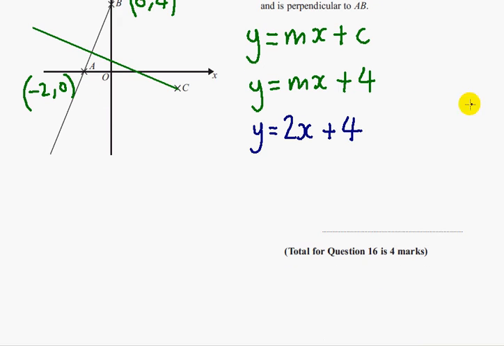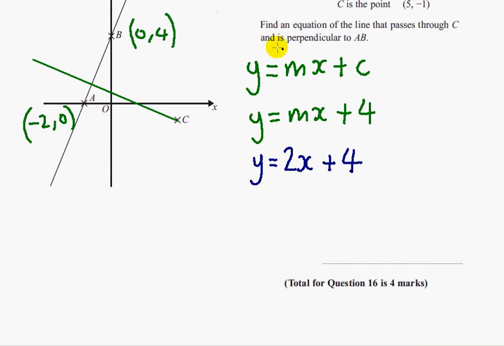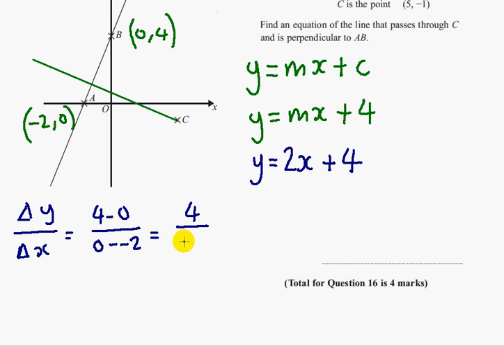So let me just quickly show you, if you wanted to find the gradient of line AB and you have 2 coordinates, you could also do the change in y over the change in x, and that should also get us 2. So change in y, 4 take away 0, over 0 take away -2. So on the top we have 4, and on the bottom we have 2. So 4 divided by 2 gives us a gradient of 2, just like we said. Okay. Anyway, we have the line AB, and that's y equals 2x plus 4.